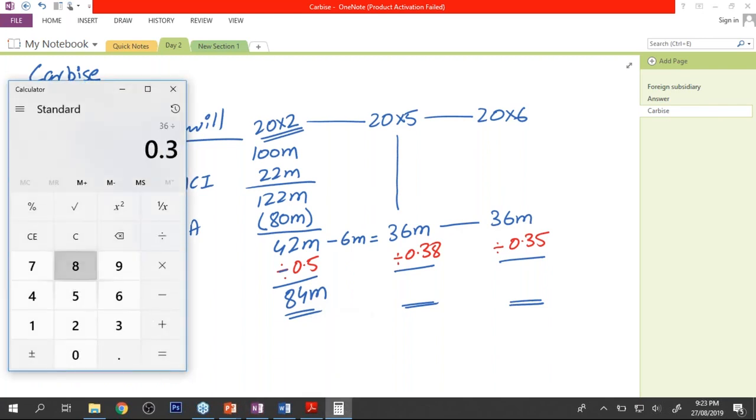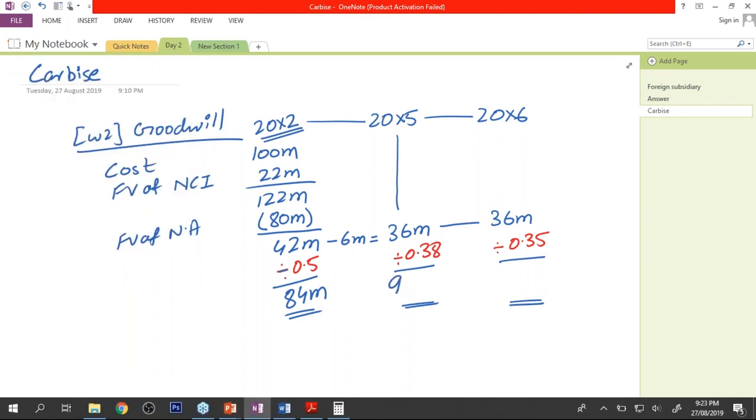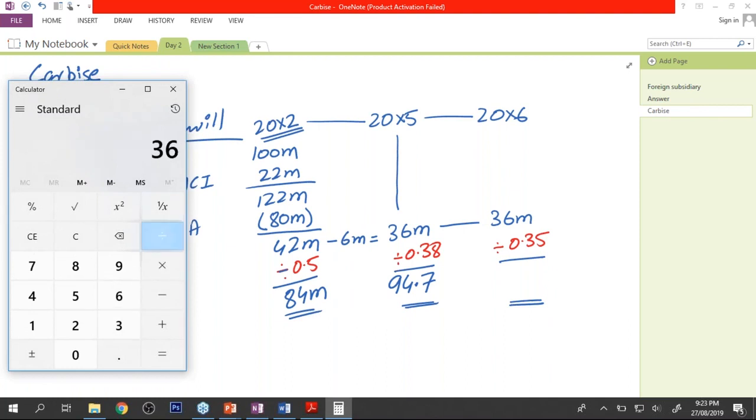36 divided by 0.38, which is 94.7, and 36 divided by 0.35, which is going to be 102.9.